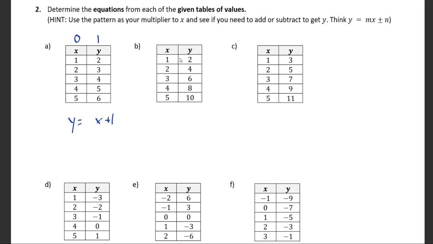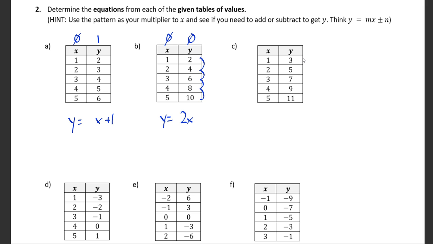For my next one, if I take a look here, I'm going up by 2, by 2, by 2, by 2. It's definitely 2x. And when x is 0, what's y going to be? If I went 10, 8, 6, 4, 2, 0. So 2x plus 0, which usually we just don't write.